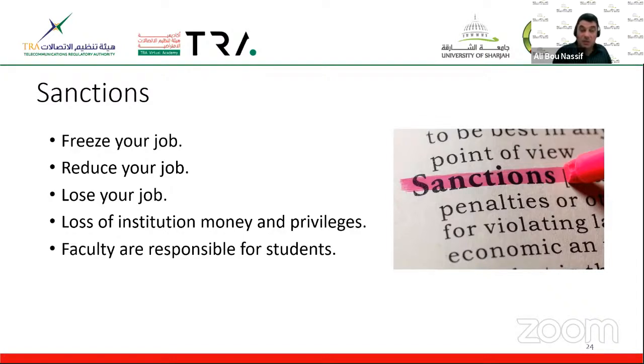For example, I'm at University of Sharjah. Somebody might file a lawsuit against University of Sharjah if I do plagiarism. So I will be in trouble, and my institution will be in trouble.